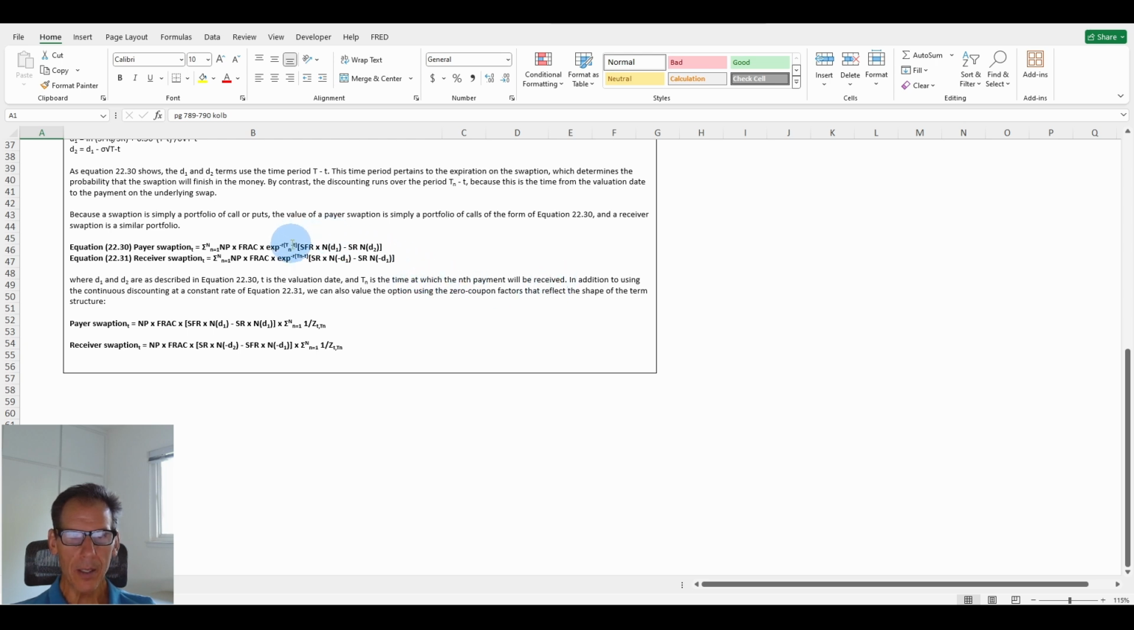Up here, okay? We have T_n minus t, T_n minus t. The notation can be a little screwy, compliments of Excel. But with that being said, in addition to using continuous discounting at a constant rate of equation 22.31, we can also value the option using zero coupon factors that reflect the shape of the term structure.